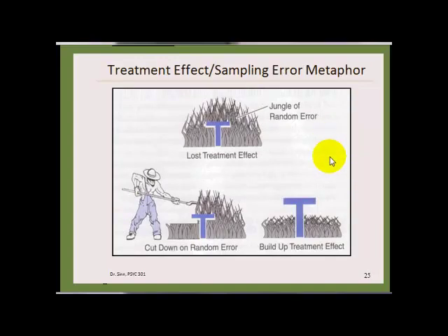Okay, let's do just time out just for a second while we work through this treatment effect versus sampling error. Anytime you're trying to find a significant difference, you're looking for what we call the treatment effect. And there's one of two ways. There's two ways to make it more likely that you could find a significant treatment effect. One is to cut down on this random error.